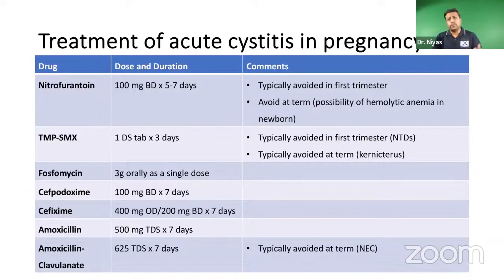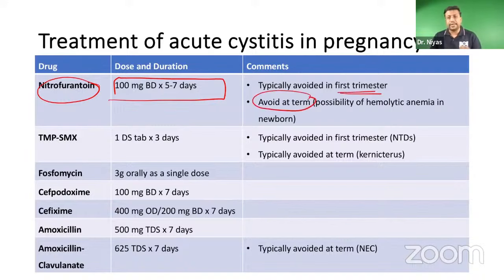This is again a common presentation: many patients in pregnancy can present with features of cystitis. Nitrofurantoin again remains a good drug, which can be given 100 milligrams BD for 5 to 7 days. Typically, as we have already mentioned, it should be avoided in the first trimester, as well as at term, where there is a possibility of hemolytic anemia in the newborn, which can be precipitated by nitrofurantoin.